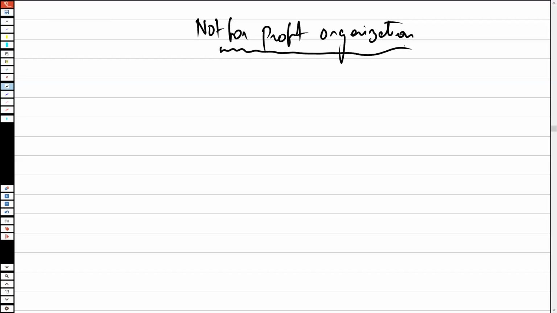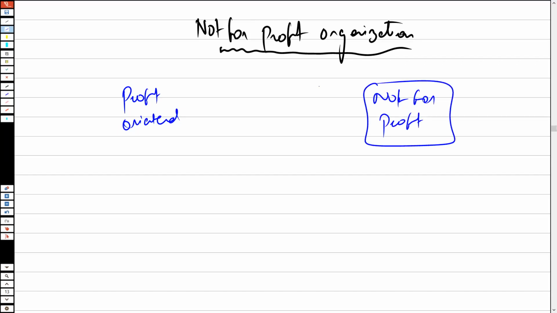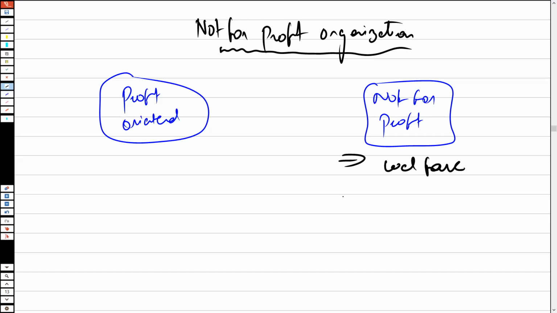Let me just guide you a bit. Generally speaking, there are two different types of organizations. There could be profit-oriented organizations, and there could be not-for-profit organizations. When we talk about not-for-profit organizations, what exactly is the distinguishing factor? Although it may exist for welfare purposes, the major distinguishing factor is that the profits are reinvested.